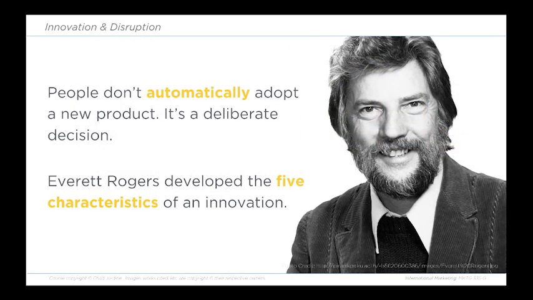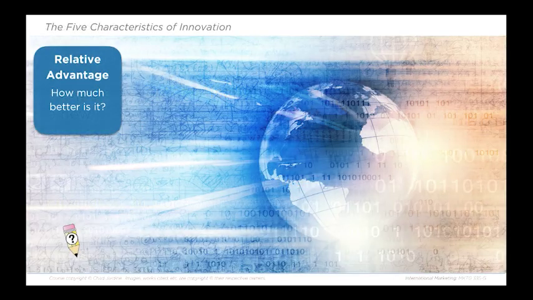Now, one of the key concepts that Rogers introduced is that people don't automatically adopt a new product. It's not like you just show up and without anything happening, people just use it. They have to make a decision. So something happens in the minds of people who are adopting a new product. And in order to get quantitative about this, he developed the five characteristics of an innovation. These are keys to how an innovation is received.